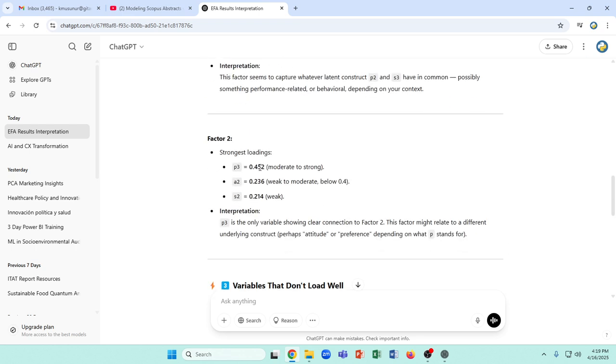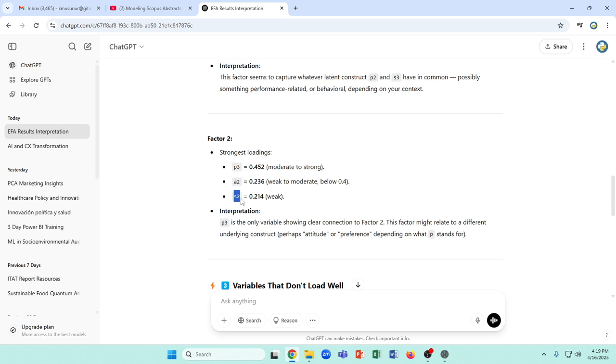And factor 2 again has three variables. This time S2, A2 and P3 go hand in hand. What P3, A2 and S2 mean all depends on interpretation, so always come back to the context. Since I did not speak about context, I am just going in an abstract, generic way. What happens in P3 also happens in A2 and S2, which means these three variables go hand in hand.